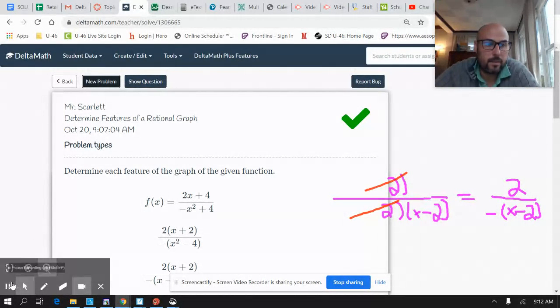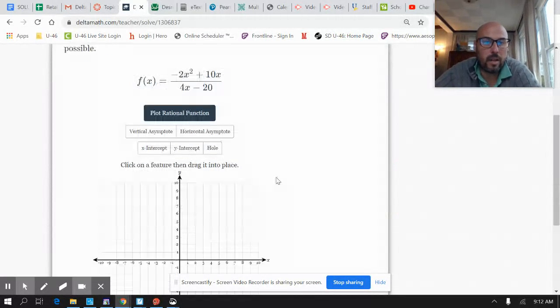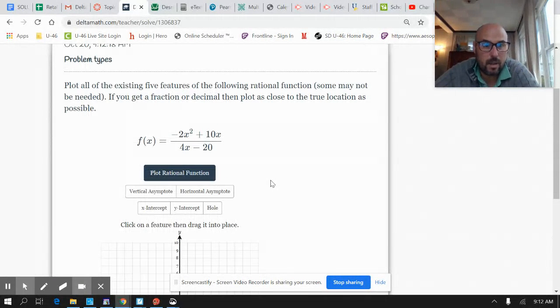All right. Here is the third set of problems from your homework, and this is asking you to graph. It's still asking you the same 5 things. Okay, so it's a similar situation here. We have to factor the numerator. Let's actually start with the denominator.